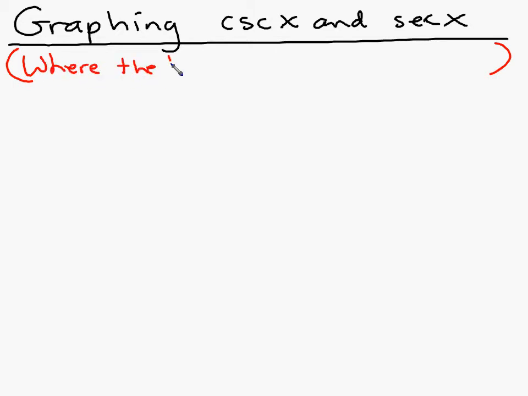We're going to add as a subtitle: where the hills and valleys meet. And you're going to find that that is the key to graphing secant and cosecant, by remembering where the hills and the valleys meet. And you're going to see what I mean in just a minute. Well, let's just start refreshing our memory here.